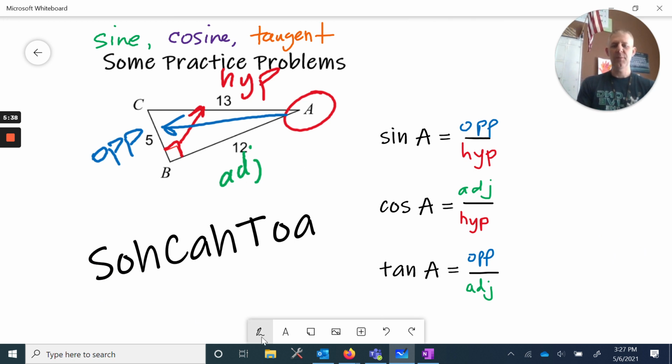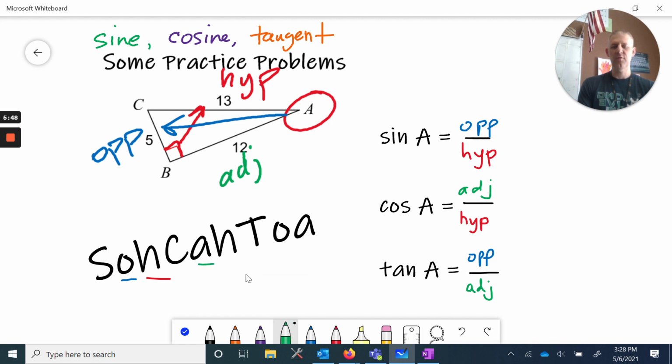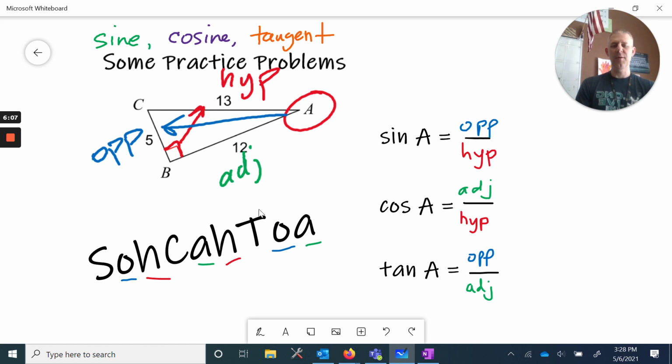So sine is opposite over hypotenuse, and I'll use my colors again to help you connect. O is blue, H is red. Cosine is adjacent over hypotenuse. My adjacent was green, my hypotenuse is red, and then blue is opposite, and green is adjacent. So sine is opposite over hypotenuse, cosine is adjacent over hypotenuse, and tangent is opposite over adjacent. There's a mnemonic device. We made up this funny word, Sohcahtoa, which helps us remember the order these ratios go in.